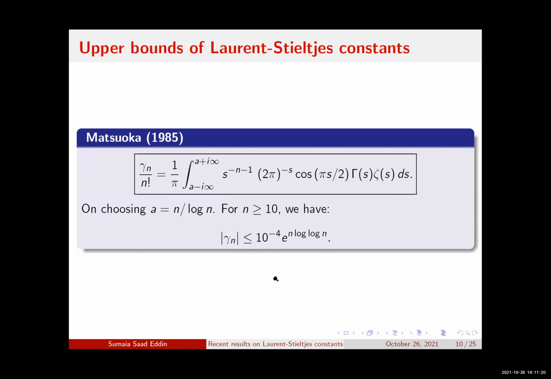So in 1985, Matsuoka produced an excellent asymptotic expression for gamma n over n factorial, as you see here.